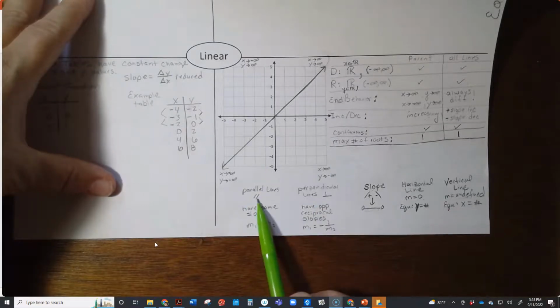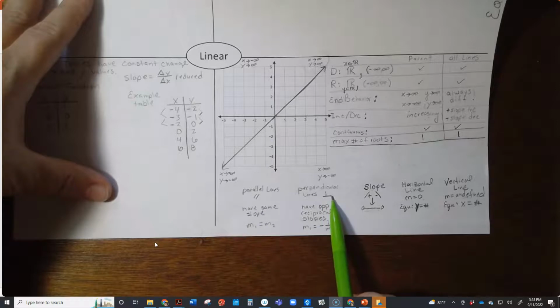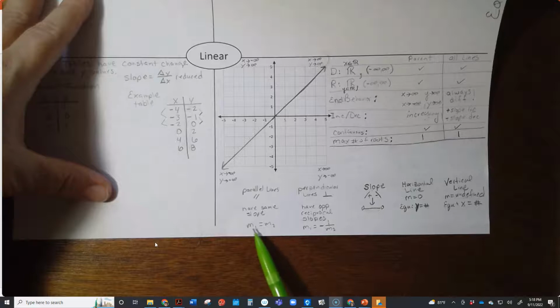Another review from Algebra 1 is about parallel and perpendicular lines. This is the symbol for parallel lines. It kind of looks like a sideways 11. Perpendicular lines looks like an upside down T. Parallel lines have the same slope, and that's what I'm telling you right here, that the slope of one line is going to be equal to the slope of a second line.